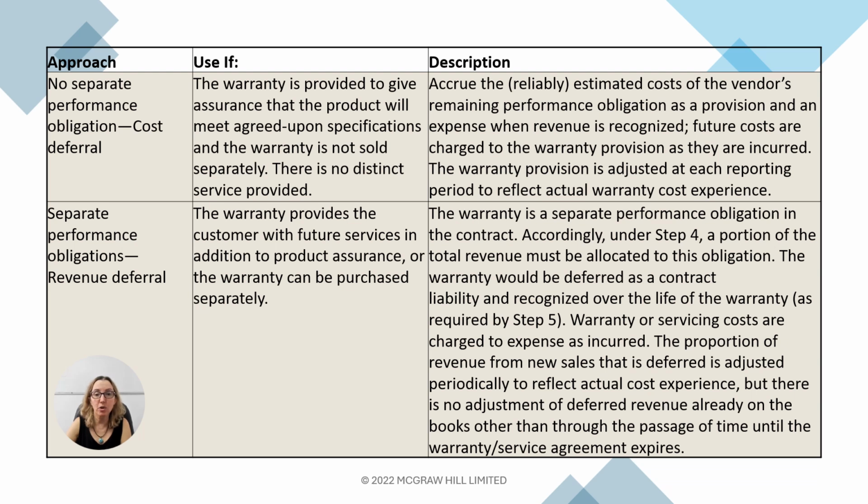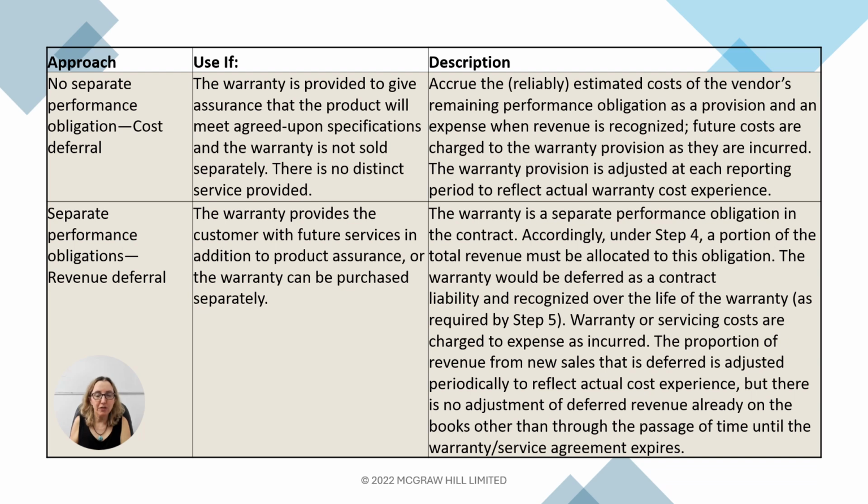So you're going to accrue the estimated costs of the vendor's remaining performance obligation as a provision, and then you'd expense it when the revenue is recognized. And any future costs would be charged to the warranty provision as they're incurred. At each reporting period, you have to reflect your actual warranty cost experience. So basically, to say that in simpler terms, as you sell goods, you'd recognize the expected cost of the warranty and adjust each period.